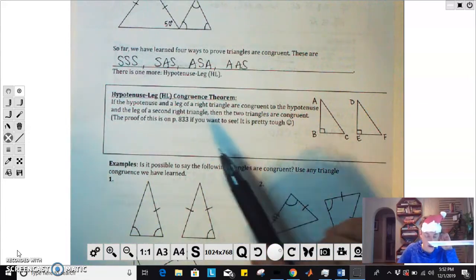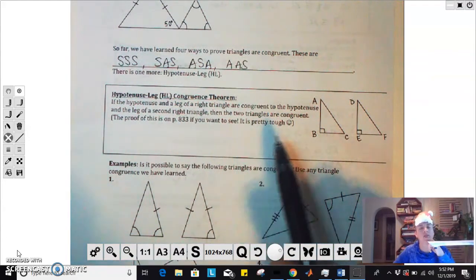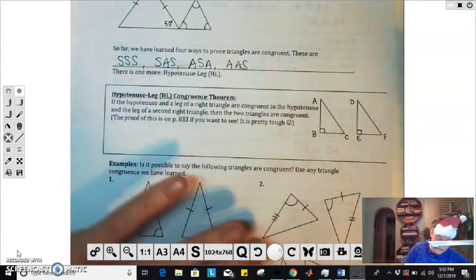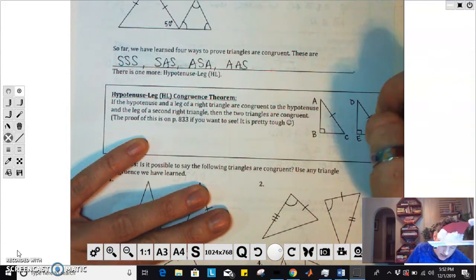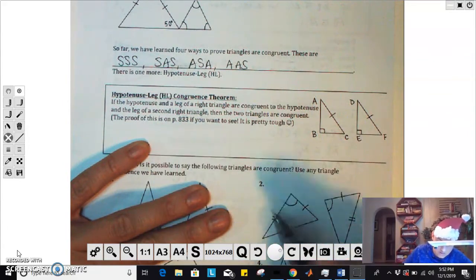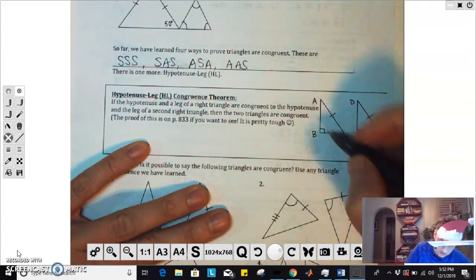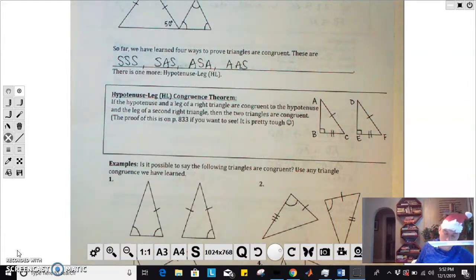There's a proof on this page if you want to see it. It's pretty tough. So if you think you're pretty tough, you should check it out. So, if the hypotenuse and a leg of a right triangle, so we have to have a right triangle, we have to have a hypotenuse congruent, and we have to have a leg congruent, could be either one, then the two triangles are congruent.